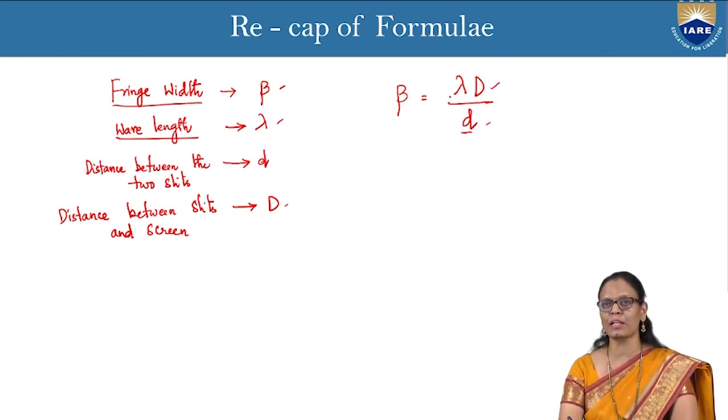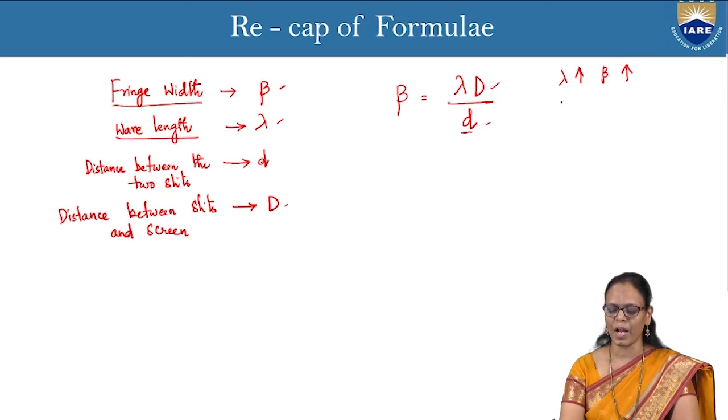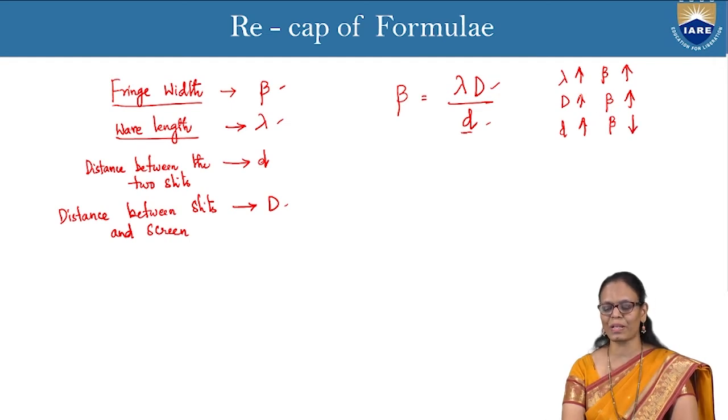So what we need to understand is that beta is directly proportional to lambda. If lambda increases, the bandwidth increases. If D increases, the bandwidth also increases. But if the distance between the slits increases, the bandwidth decreases. And the converse is also true. If lambda decreases, beta decreases. If capital D decreases, beta decreases. If small d decreases, the fringe width increases. That is what we are trying to understand.